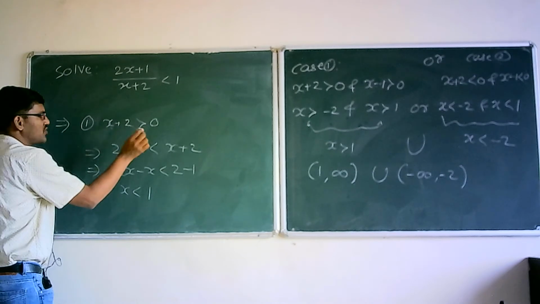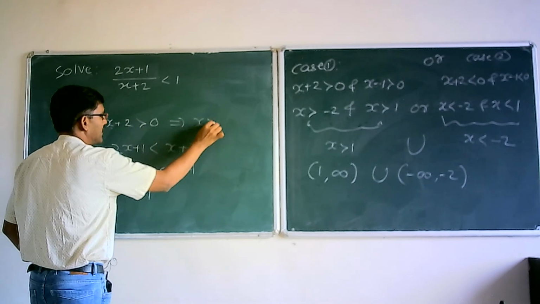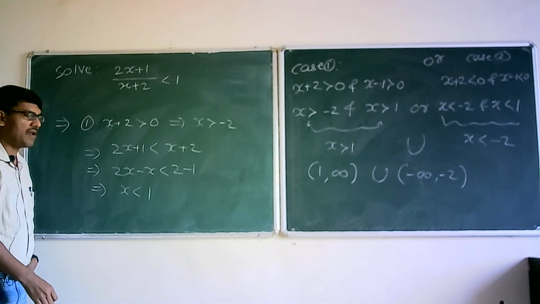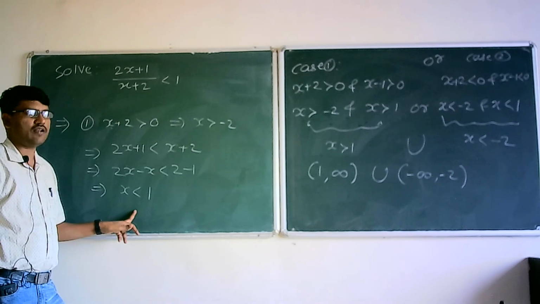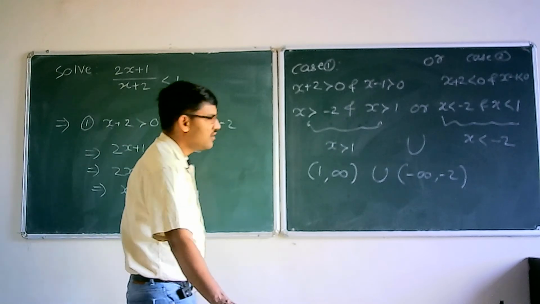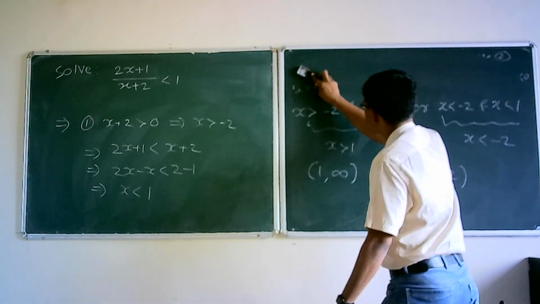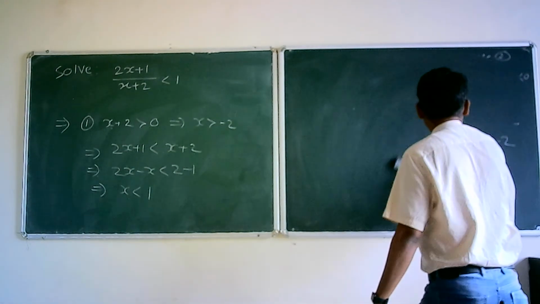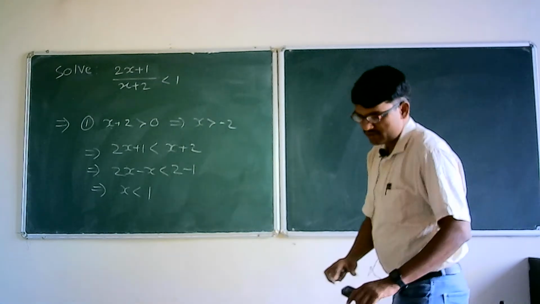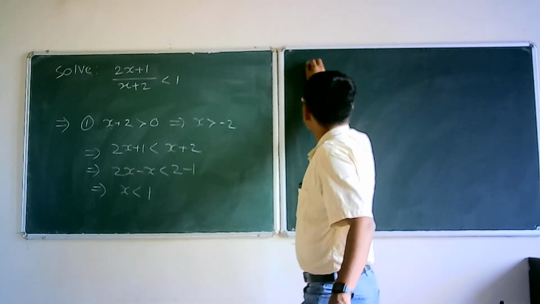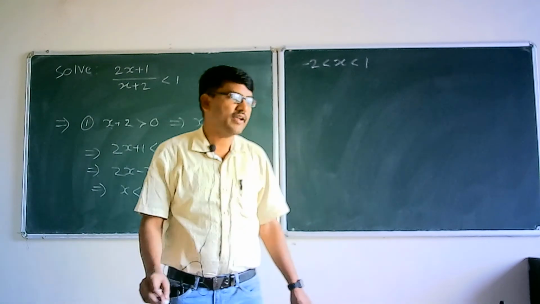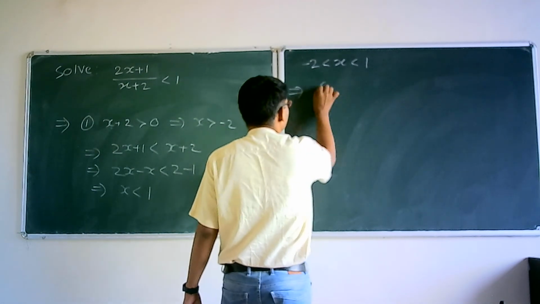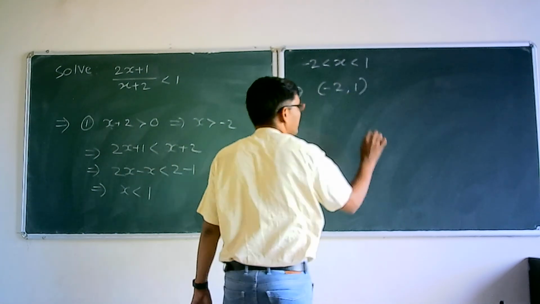Now x plus 2 greater than 0 implies x is greater than minus 2. So our answer is x greater than minus 2 and x less than 1. So what is the answer? x is between minus 2 and 1: minus 2 less than x less than 1. Or in interval notation, it is minus 2 to 1.